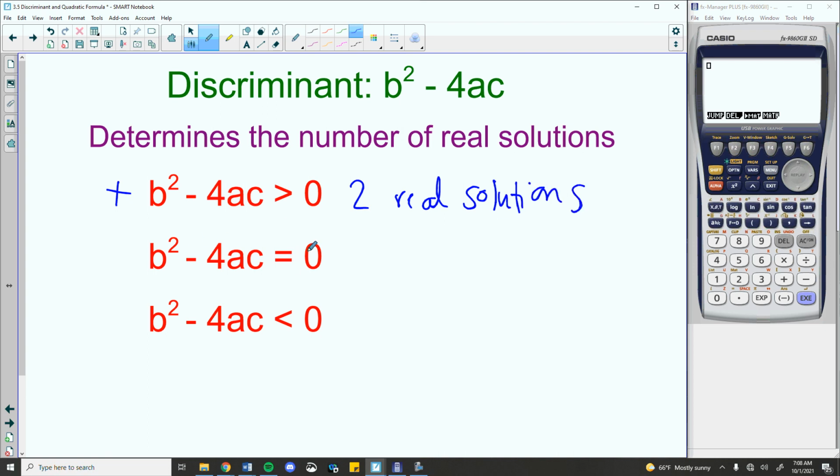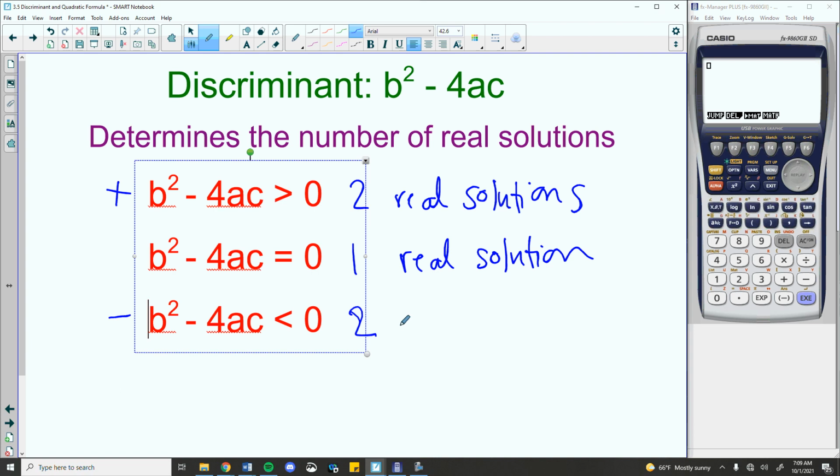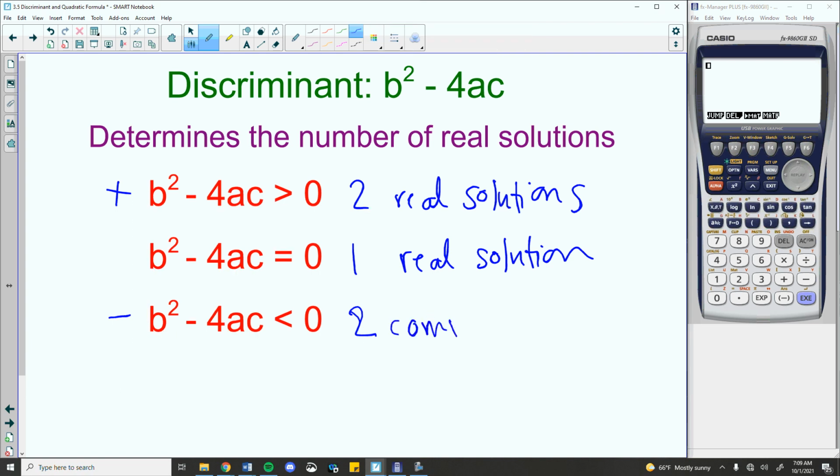If my discriminant equals 0, I'm going to have 1 real solution. And if my discriminant is less than 0, it's negative. Think about this as underneath a square root. If I take the square root of a negative number, I'm going to have no real solutions, or I'm going to have 2 complex solutions. They're going to have an i, and i gives me complex numbers. So if I'm taking the square root of something negative, we're going to have 2 complex solutions.